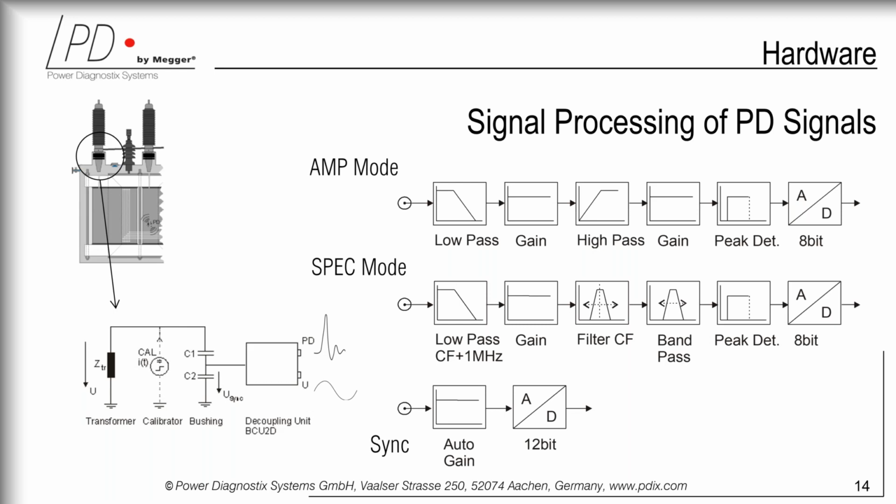Within the transformer, you can see now a section where you see the main tank, you see the bushing, and if you look, you basically have a simplified block line diagram that looks at the transformer, the calibrator, the bushing, and the decoupling unit. So something that I haven't mentioned now was this business with the calibrator.